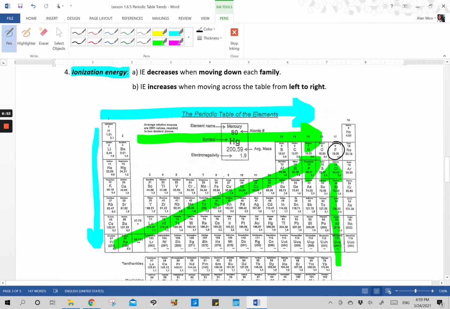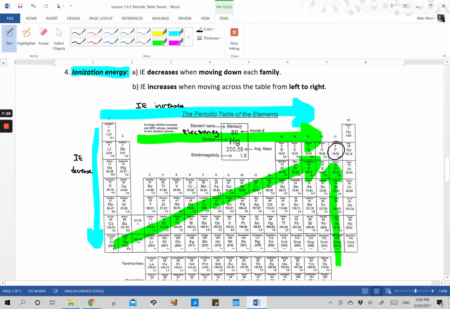Okay. So ionization energy increases as you move from left to right, but ionization energy decreases from the top of the family to the bottom of the family. Now, the reason why ionization energy increases as it goes from left to right has a lot to do with the electronegativity.